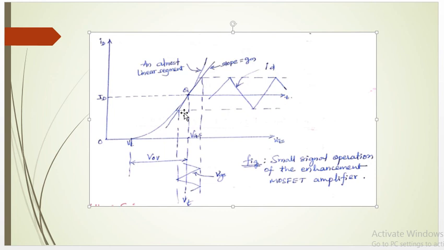Then the slope of this transfer characteristic, if I draw a tangent and take the slope, will give me the change in ID, delta ID, divided by the change in VGS, delta VGS. That slope is nothing but the transconductance GM. It is the variation of ID with respect to the variation of VGS, an increase in this case.